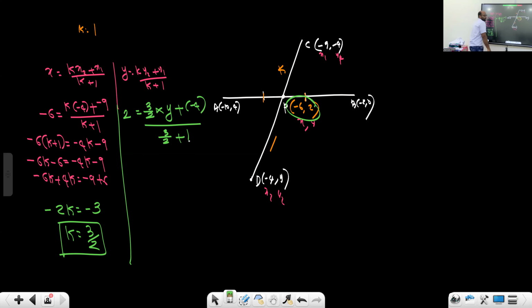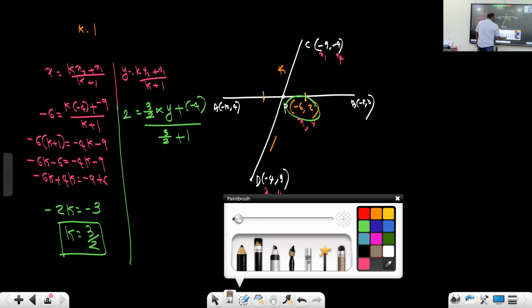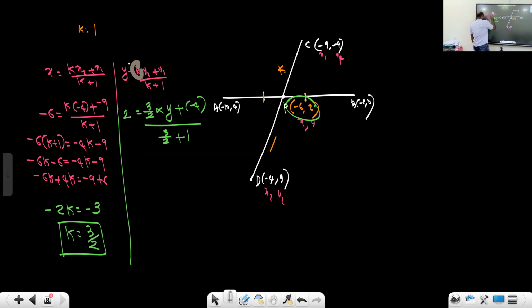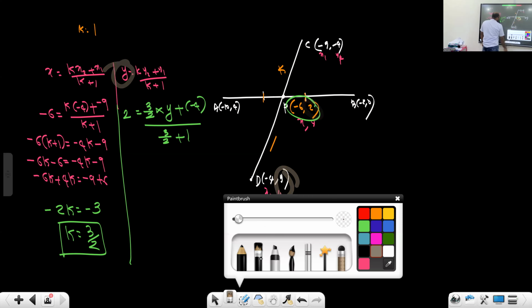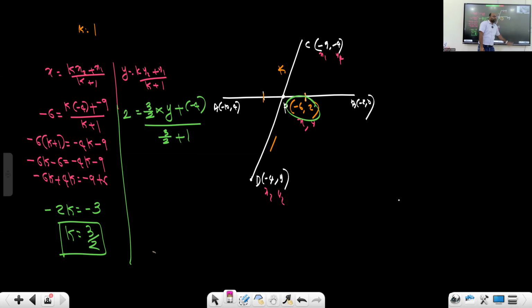Don't make a mistake in the second part. Second part, all of you listen, especially those who have doubts. K value we got 3 by 2. This is the Y value, not this one. That's the Y2 value. So 3 by 2 into Y. Now everyone better listen, because I know you will make a calculation mistake. So be careful. Calculation mistake should not be there.